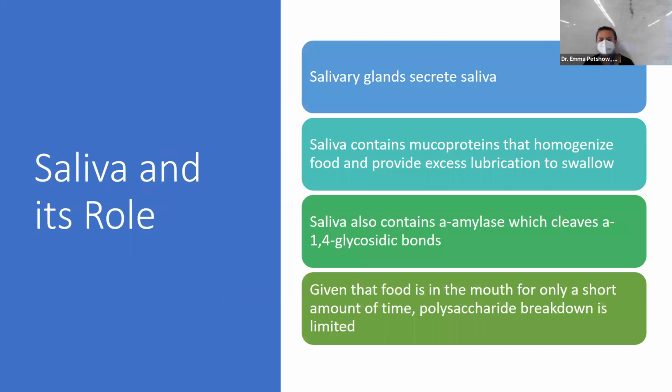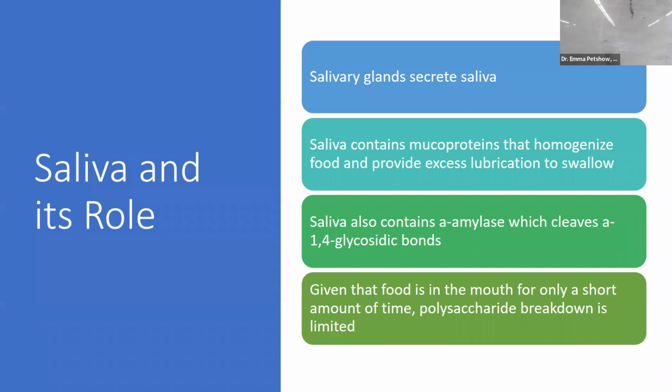So what's saliva doing? Salivary glands secrete saliva. Saliva does contain alpha amylase. It also contains other mucoproteins that can homogenize food and provide that extra lubrication to swallow. So we can think about states where you might have a decrease in saliva production, having an increase or an issue in carbohydrate digestion and absorption.